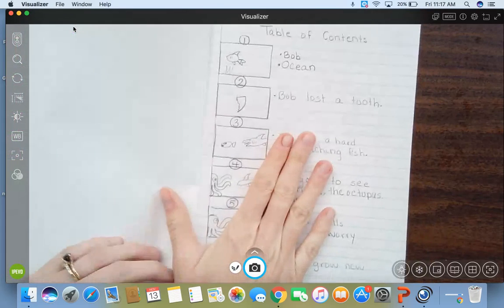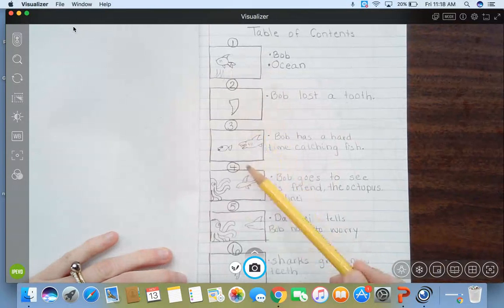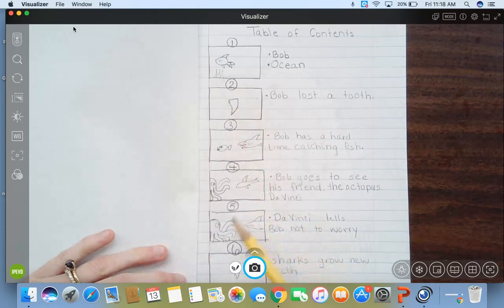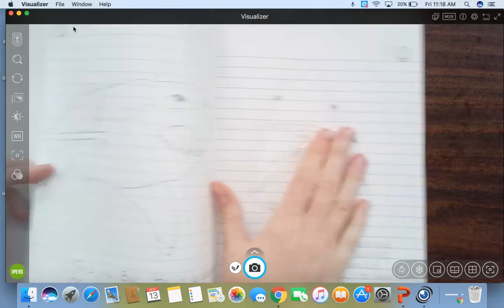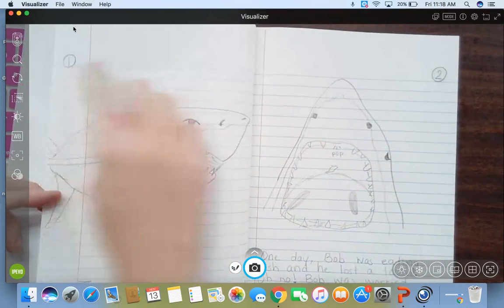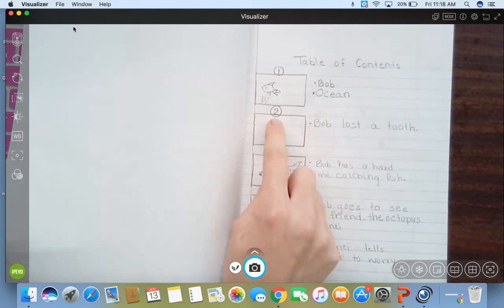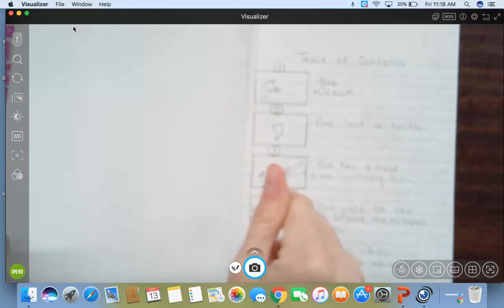And then on the inside of my book, I planned my story. So I drew 6 boxes and I put numbers over the top of my boxes. Each number is for a page. See, we have page 1 and page 2 so far. So here's page 1 and page 2. And this is where I planned my book out.